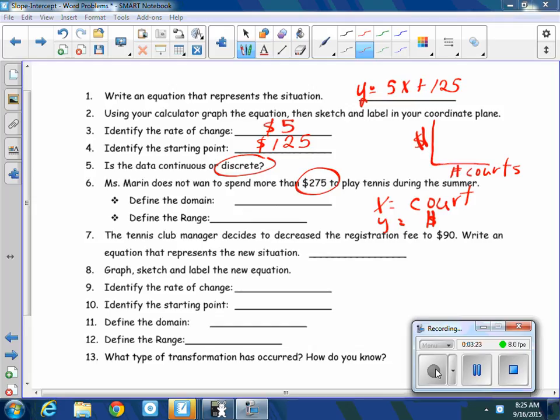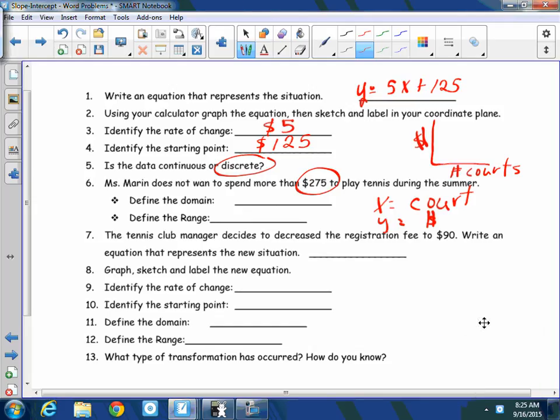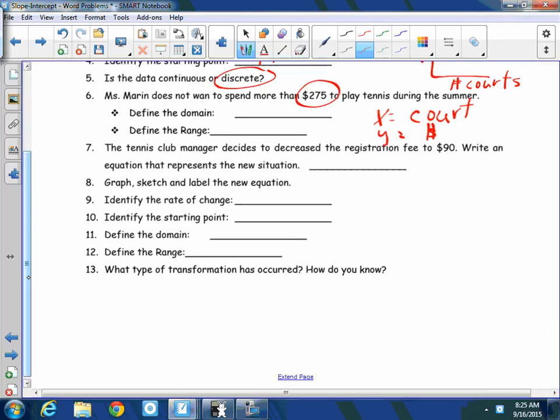Okay, so basically this is probably what you did. I'm going to write the equation. The equation is y equals 5x plus what? 125? Yay or nay? Yay. Okay, so I do not want to spend more than $275, and that's your y, because that's the cost. So you replace 275 here. You're going to have plenty of these problems on Friday. So you need to know how to think. Okay, so that's 275.